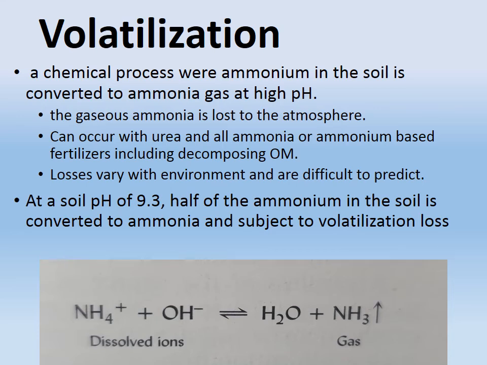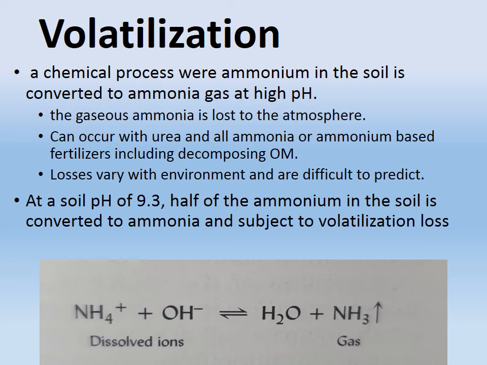Let's move on and talk about volatilization. What is volatilization? This is a chemical process where ammonium in the soil is converted to ammonia gas at high pH. The gaseous ammonia is then lost to the atmosphere. This can occur with urea or ammonium-based fertilizers, including decomposing organic matter. Losses vary with environment and are difficult to predict.